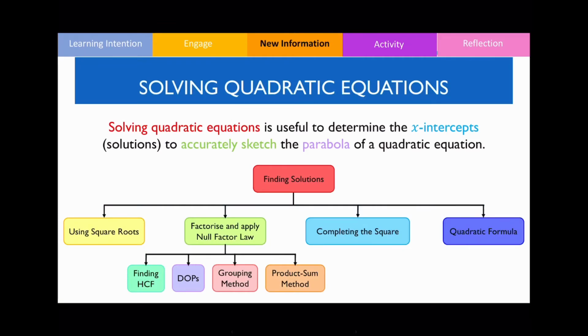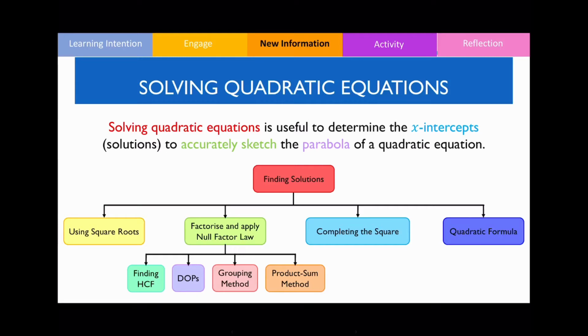At this stage, all of you should be able to find the x-intercepts for our quadratic equation by using some of the methods that we've explored so far. For instance, we've looked at using square roots to solve for x. We've also looked at the product sum method and using the null factor law to solve for x. And just recently, I've also shown you how to complete the square to solve for the x-intercepts. But as you probably are aware, this method is quite time consuming and quite difficult as well.